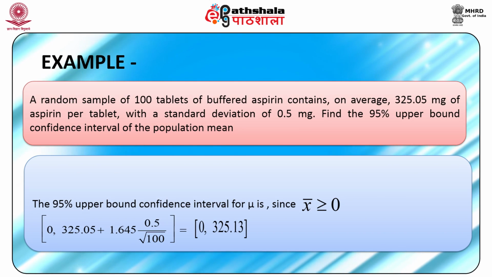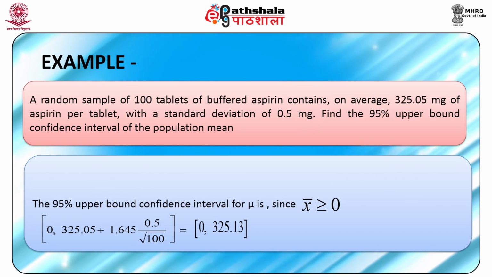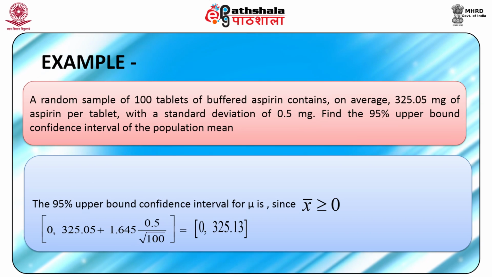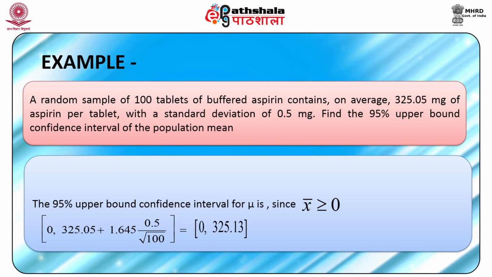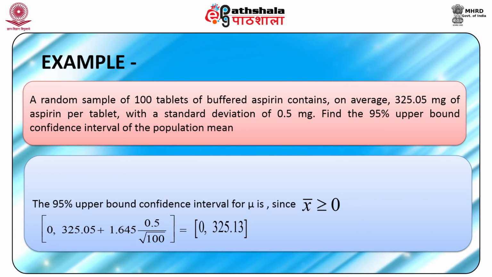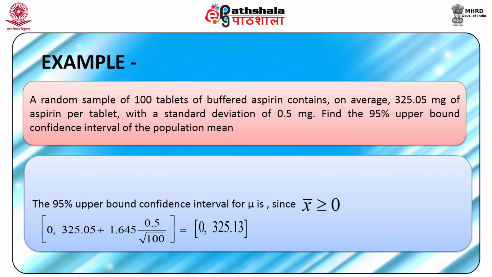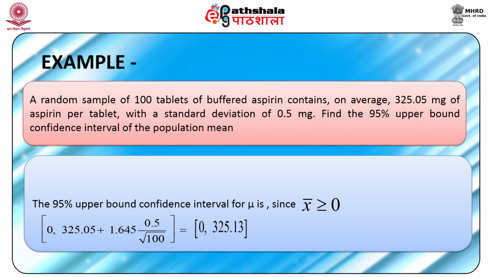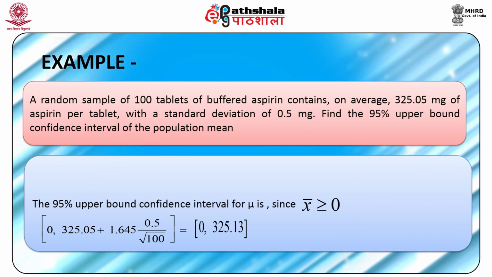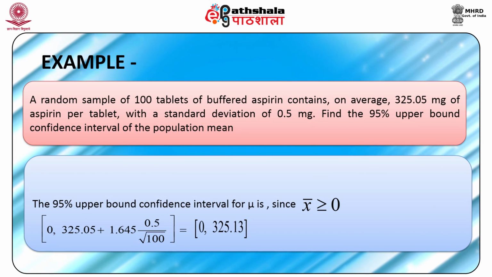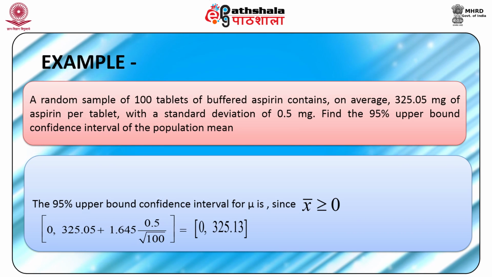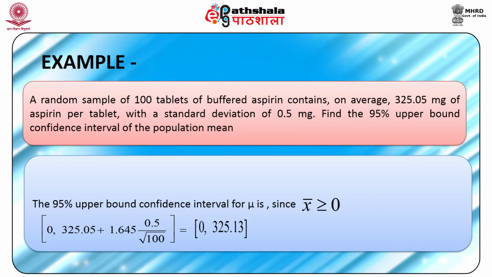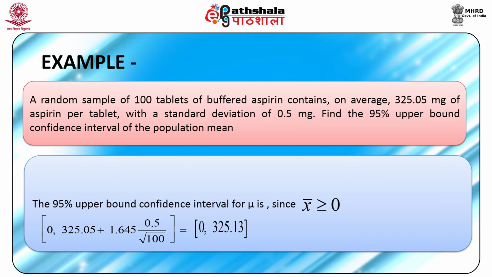The solution is that the 95% upper bound confidence interval for mu is, x bar greater than or equal to 0, which means 0 to 325.05 plus 1.645 into 0.5 upon root 100. Now, on simplification, this comes out to be equal to 0 and 325.13. In this case, we have assumed that x bar is greater than or equal to 0. So, we have the confidence interval from 0 to 325.13.